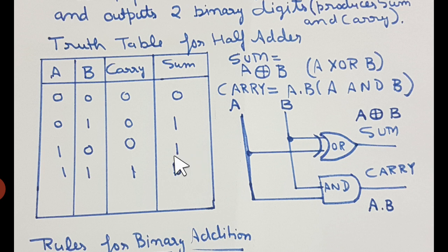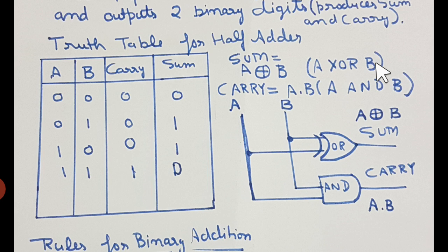Is that clear to everyone? So whenever there is an odd number of ones in the input, the output of the sum column is 1. That is the key feature of the XOR gate. So for the sum we write A XOR B.